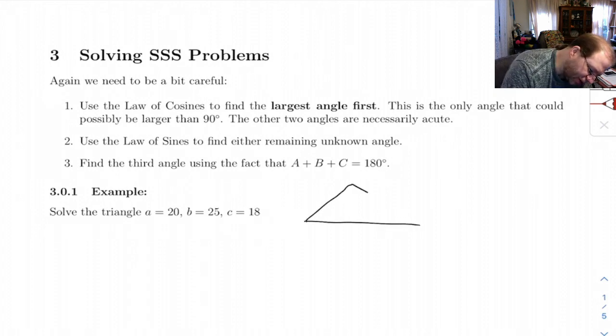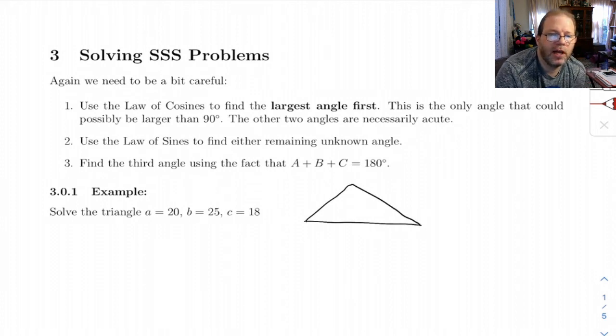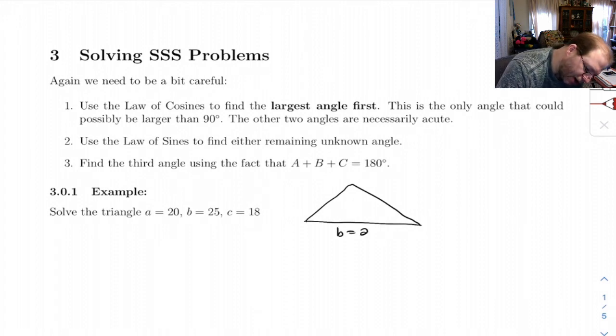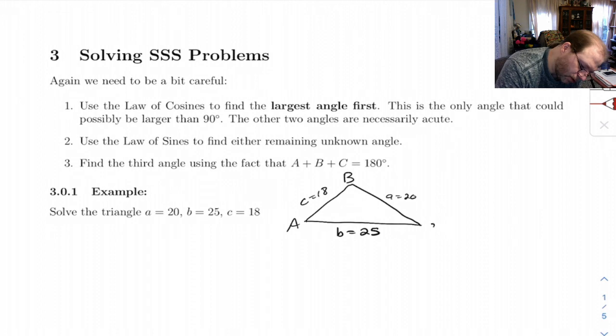Now your triangle doesn't need to be to scale or anything like that, but I am going to at least get the sides. The longest side is 25 here, so I'm going to make the longest side of the thing I drew 25. The shortest side is 18, and the one in the middle is 20. Then I'm going to label my angles opposite those.